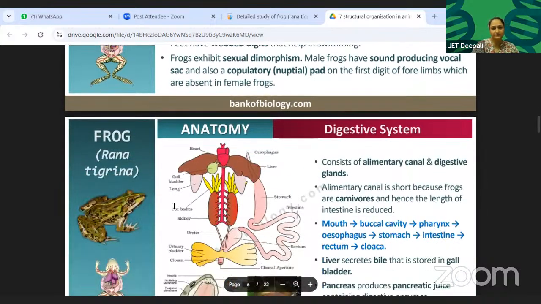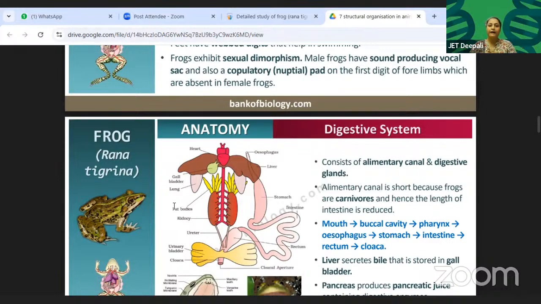Now we are talking about the digestive system. Now see what they do. Why do they make sound? Why are they making the tar tar sound at night? Usually this tar tar sound comes from the male frogs. This also I will tell you, why they make the tar tar sound.